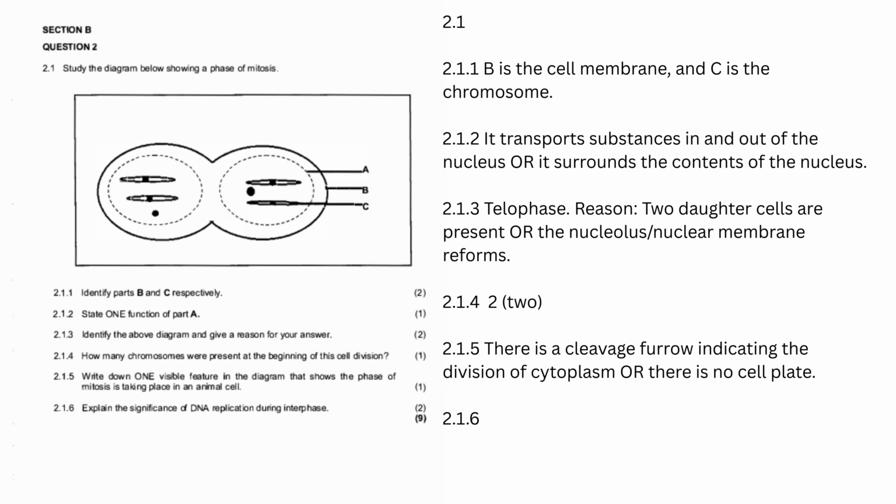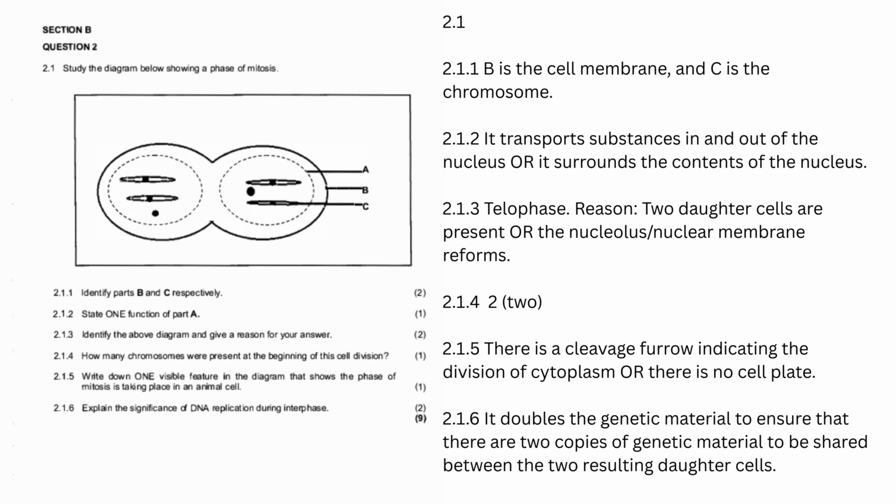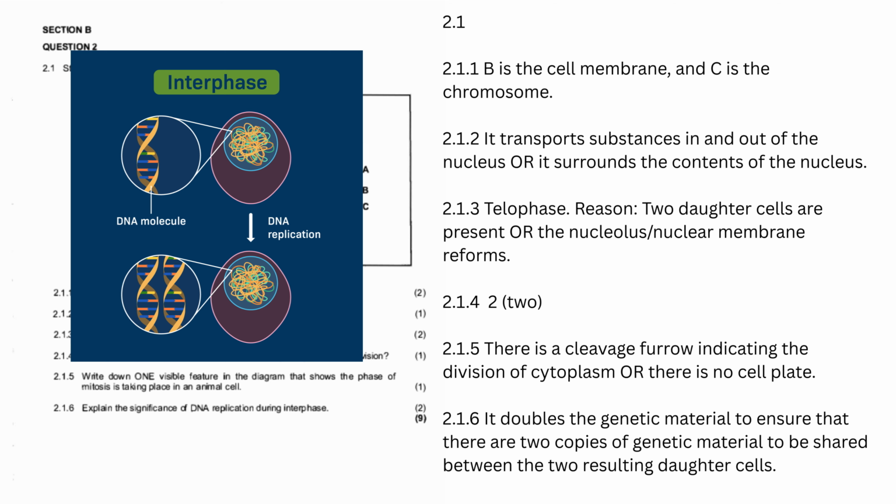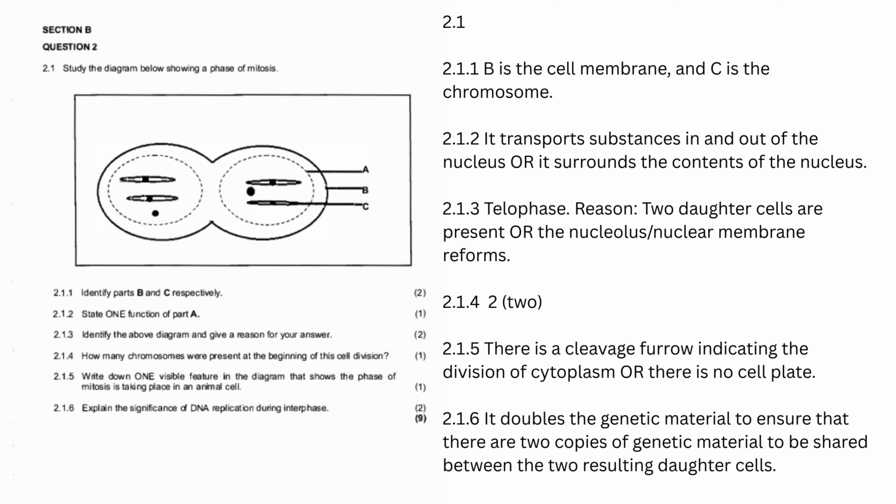Question 2.1.6. Explain the significance of DNA replication during interphase. Okay. The answer is it doubles the genetic material to ensure that there are 2 copies of genetic material to be shared between the 2 resulting daughter cells. This is so important because before a cell can split into 2, it has to make sure each new cell gets a full set of instructions.